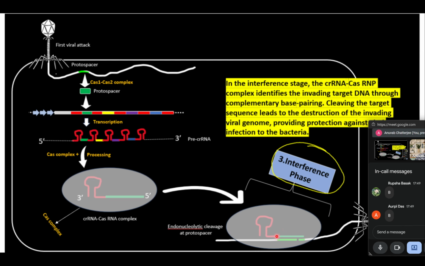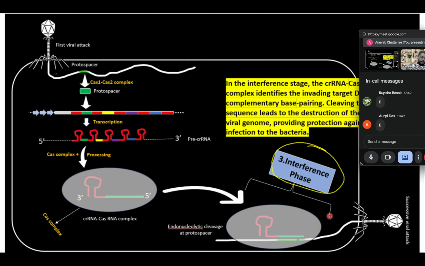Whenever the second viral infection takes place, Cas9 will go and try to match this protospacer to every DNA that there is. Once there is a match, it will start cleaving the DNA. So once it cleaves the DNA, the viral DNA is essentially neutralized, and our CRISPR-Cas9 system has won. So this is the interference phase.